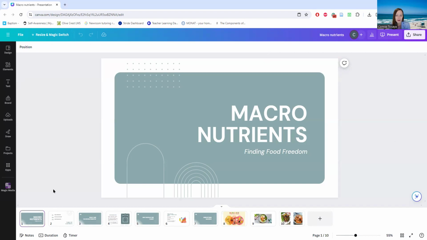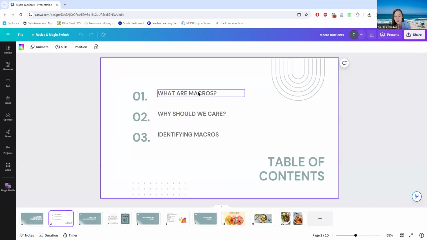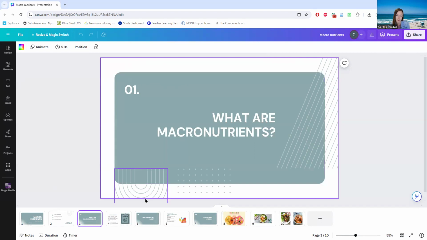So I am sharing today about what are macronutrients, why should we care, and how to identify them. Your task coming up this week is to be able to identify your macronutrients and what you're eating. So I just want to go over a really brief overview of what are macronutrients.